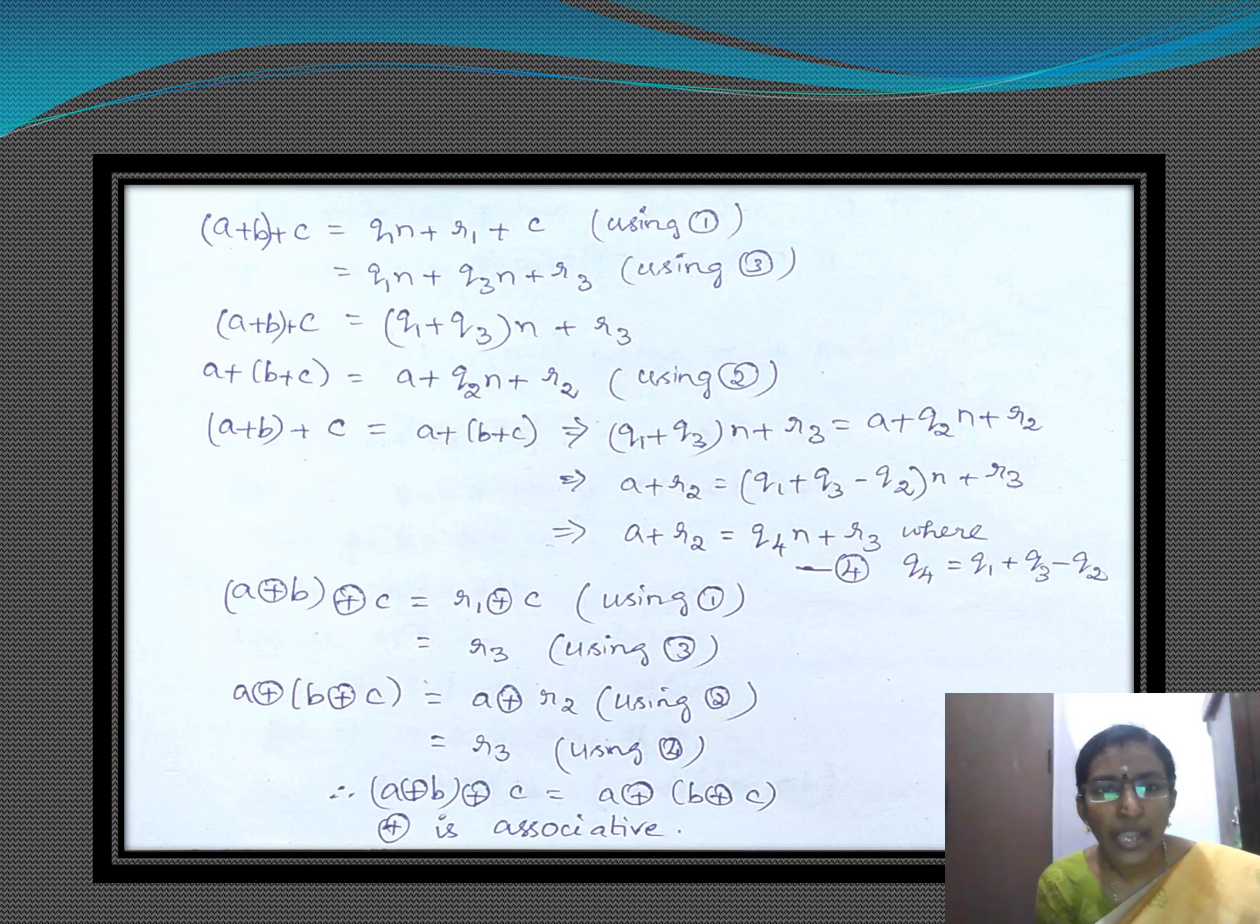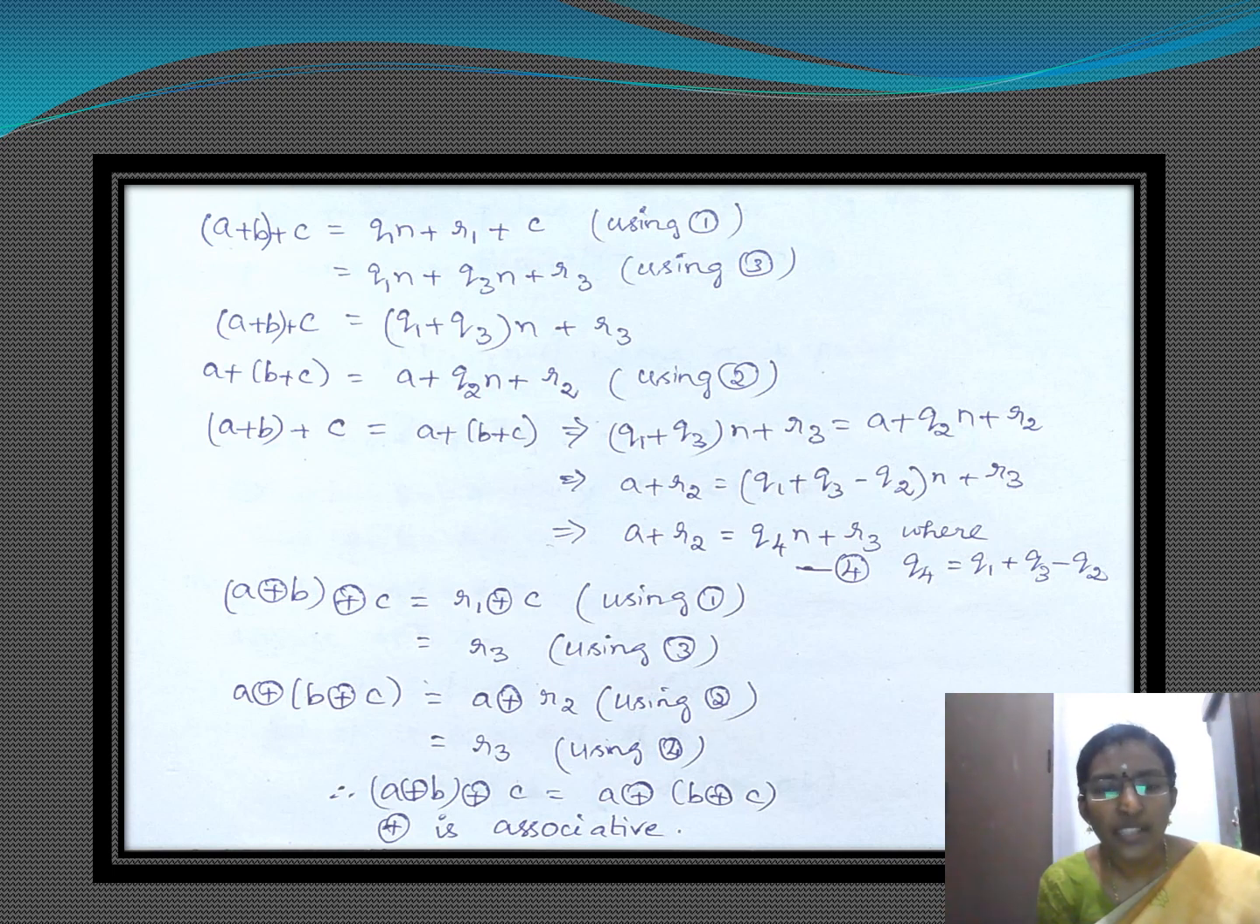We add (a + b) and then c. From equation 1, a + b can be written as q1n + r1, plus c. By using equation 3, (q1n + q3n) + r3. Therefore, (a + b) + c equals (q1 + q3)n + r3.